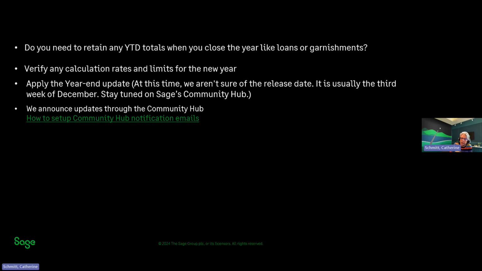You need to verify any calculation rates and limits for the new year for when we go in and change the calculations. Usually you will get some kind of information about that. We do not know what your rates and limits should be. You do want to apply the year-end update, although at this time we don't know for sure when it will be. Usually it's the third week. We will announce the update on the Community Hub, and there is a link there on how to be able to get a notification from that.